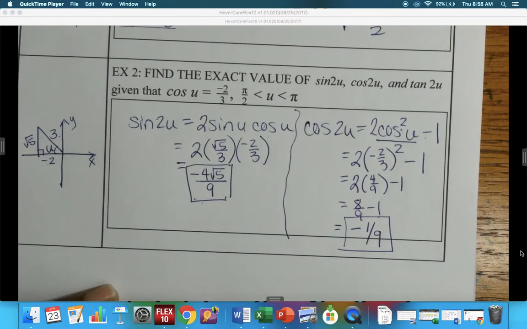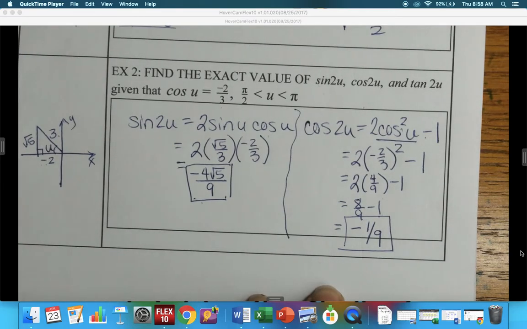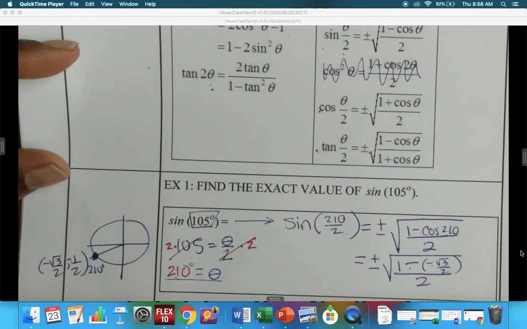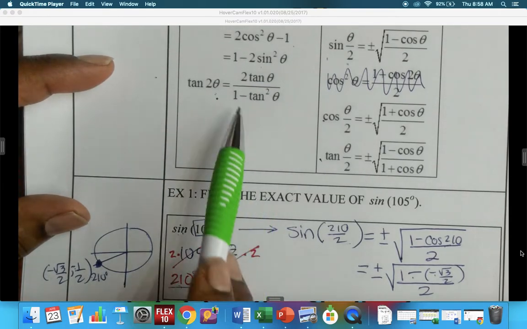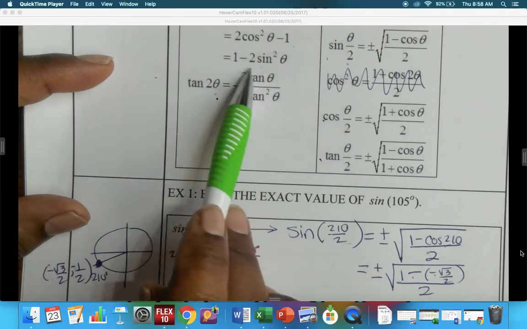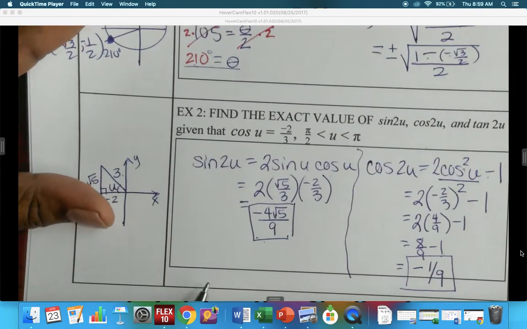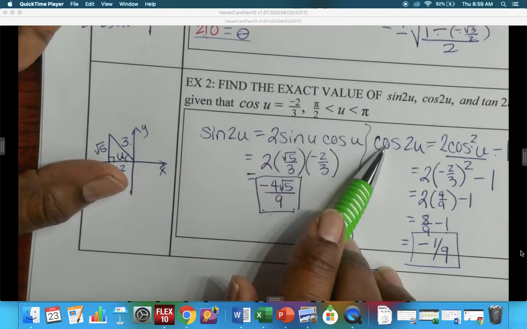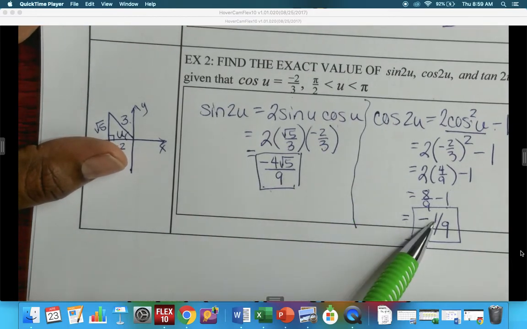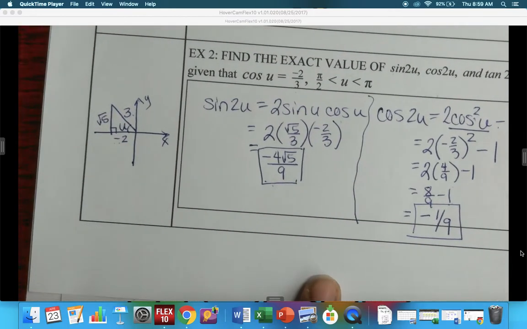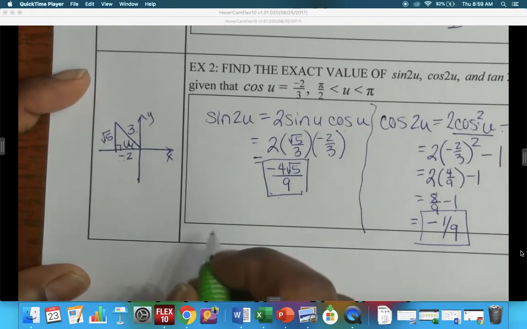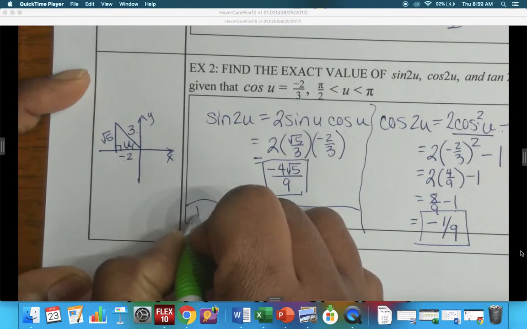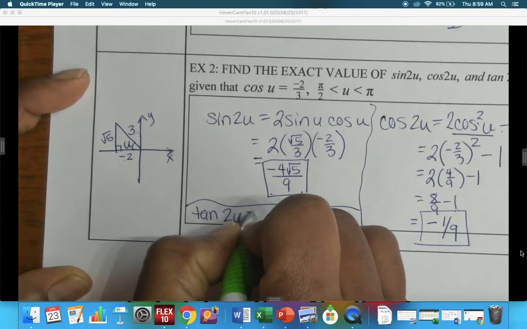Now I have to find tangent of 2u. So you have options again. You can use the formula, right? I can figure out what tan is because I have the triangle. I can figure out tan, plug it all in. Or technically tangent is sine over cosine. So you could just divide this guy by this guy and get your answer. But I'm going to use the formula just so we can make sure we know how to plug in the information. So let's find tangent of 2u.